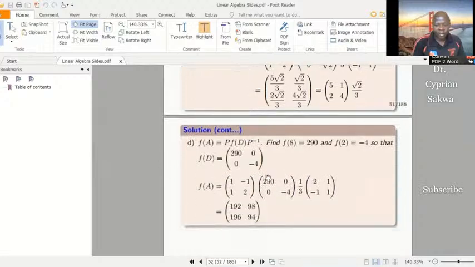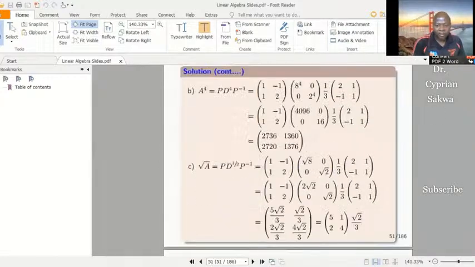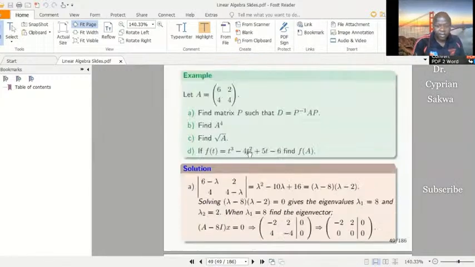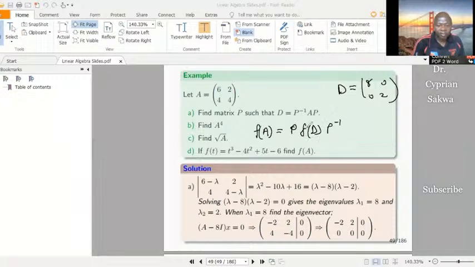And then finally, the question was that f of t was t cubed minus 4t squared plus 5t minus 6. And my D was this. My D was 8, 0, 0, 2. So what I only need to get, what I know is that f of A will be given by P f of D P inverse. But f of D, you just get f of 8 and then you get f of 2.